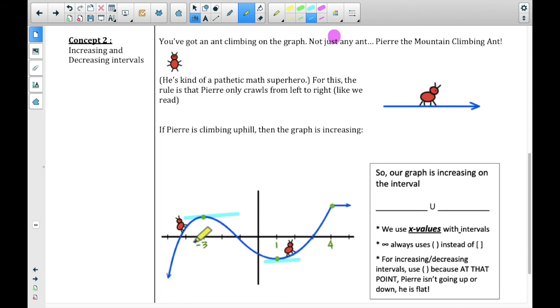And what they're saying is that Pierre is going up, up, up, up, up, up, but then never quite gets there to going up. When he gets there, he's actually flat, and so we're going to use parentheses. All right, let's go ahead and get started on Pierre.